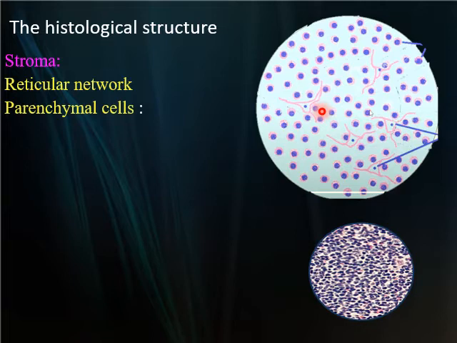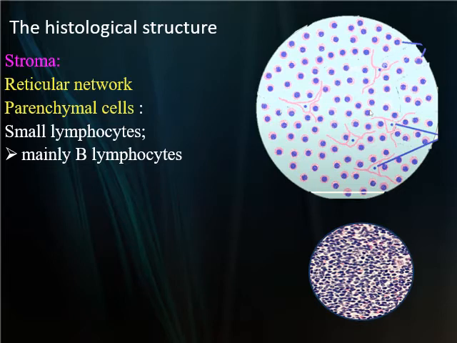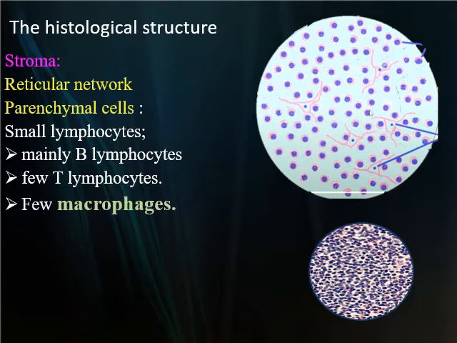Firstly, we study the small lymphocytes. What are the types of small lymphocytes? Yes, very good, it is B and T lymphocytes. Here we have a majority of B lymphocytes and a few T lymphocytes. Also, we have a few macrophages. What is the function of macrophages? Yes, very good, it is phagocytosis.